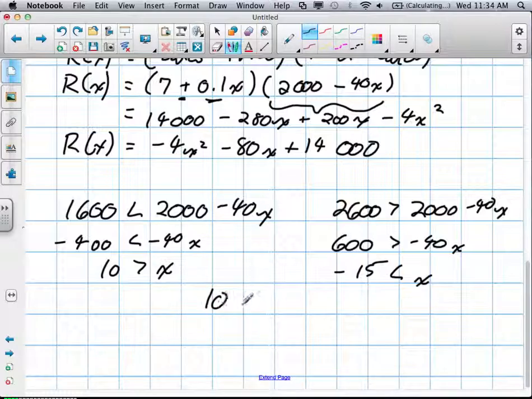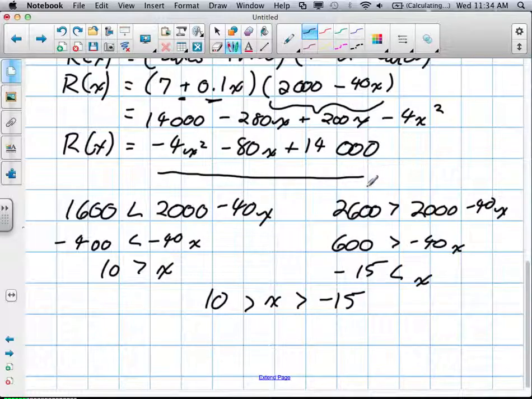So our new parameters are now x needs to be less than 10, but greater than negative 15. Those are our real parameters. Remember I told you those were going to change? We just set them out so we had an idea of passengers. So now that we have those parameters, we have our equation. We need to find max revenue.